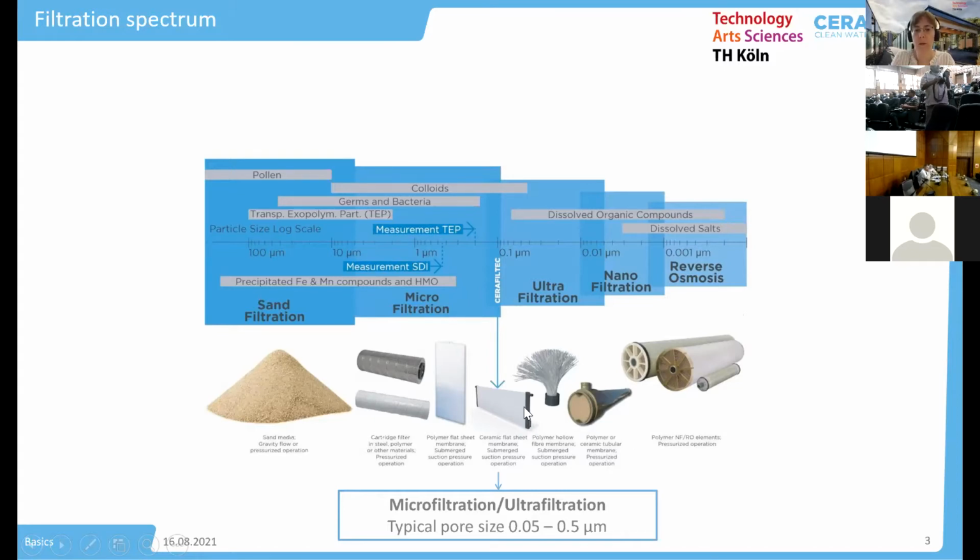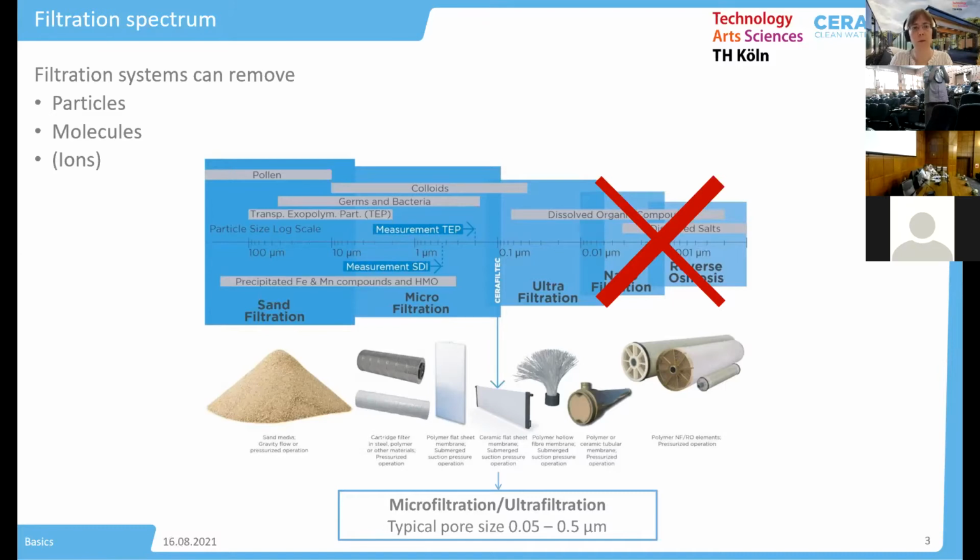Therapeutic filtration is in the range of microfiltration and ultrafiltration, with a pore size of 0.05 to 0.5 micrometers. I will not talk about nanofiltration and reverse osmosis because the separation techniques and modes are different compared to the pore membranes. What I will focus on are filtration systems which can remove particles and molecules, and in brackets, you see here the ions. Ions are normally removed by nanofiltration and reverse osmosis systems.